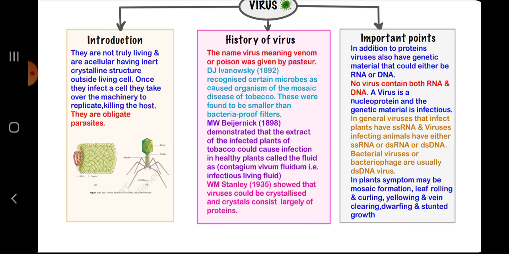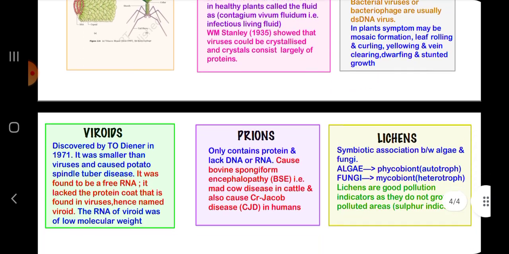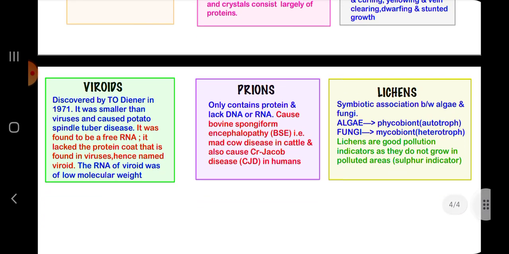In general, viruses that infect plants have ssRNA, and viruses infecting animals have either ssRNA or dsRNA or dsDNA. Bacterial viruses or bacteriophages are usually dsDNA virus. In plants, symptoms may be mosaic formation, leaf rolling and curling, yellowing and clearing, dwarfing and stunted growth. Viroids were smaller than virus and caused potato spindle tuber disease.